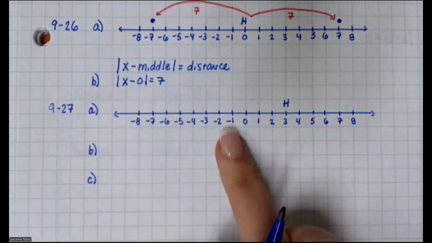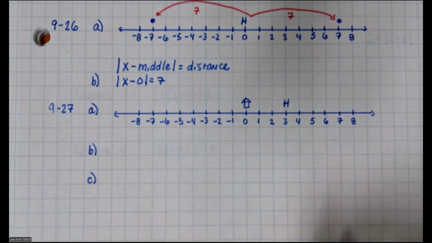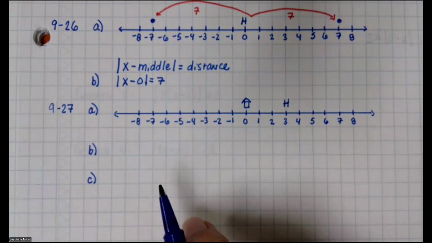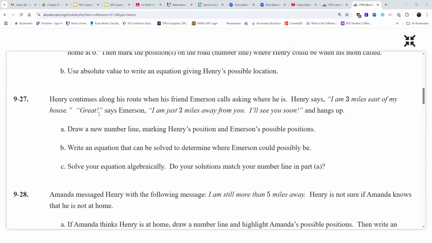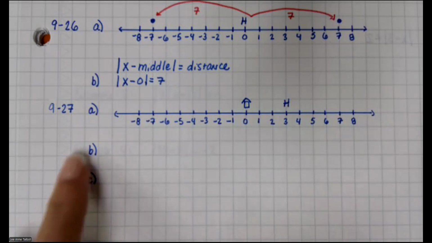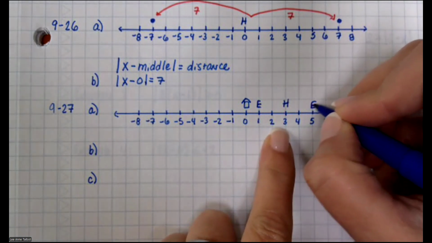So now Henry's there. His house is still here if you want a little house. But Henry is now 3 miles east of his house. Emerson calls his cell phone. Okay, Emerson says, I am just 2 miles away from you. I'll see you soon. Oh gosh, not if Mrs. Talbot's riding the bicycle, but that's fine. Draw a new number line marking Henry's position and Emerson's possible positions. Okay, so Emerson says he's 2 miles away from you, so he could be here or here.